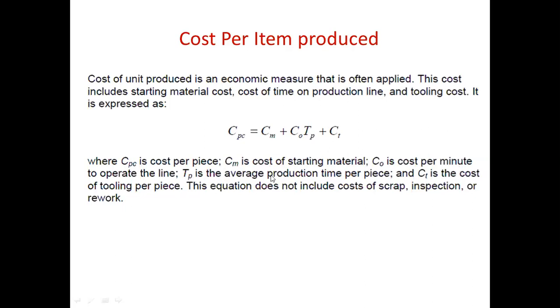And then TP is the average production time per piece, and CT is the cost of tooling per piece, because here we have to add the tooling cost also to calculate the cost per piece. Now this equation does not include the cost of scrap, cost of inspection or rework. There may be some scrap also, which must be considered in the material cost, because it is a waste.